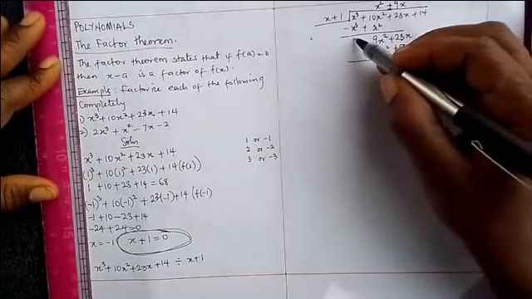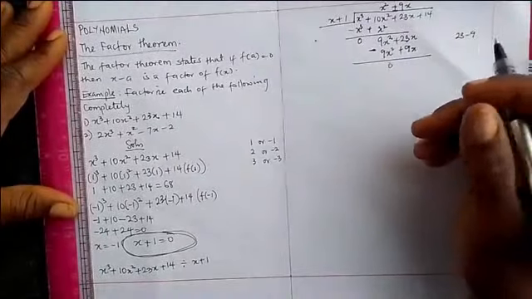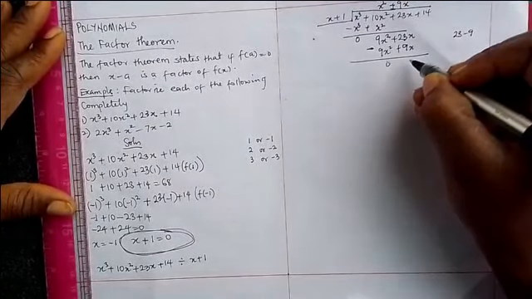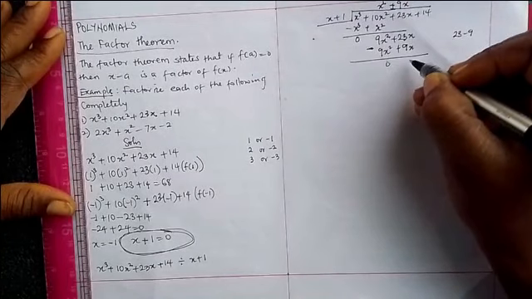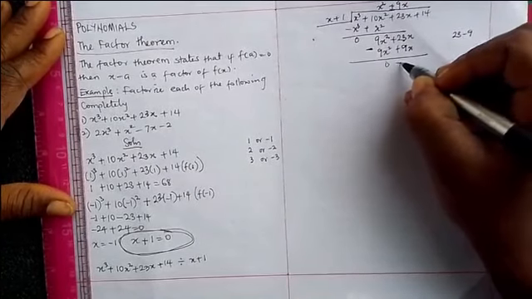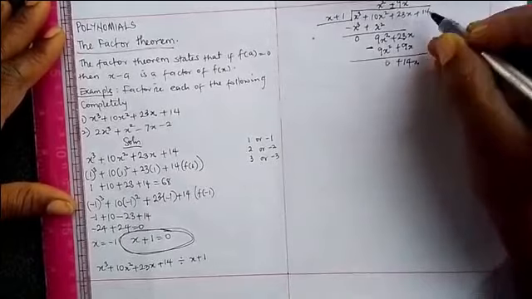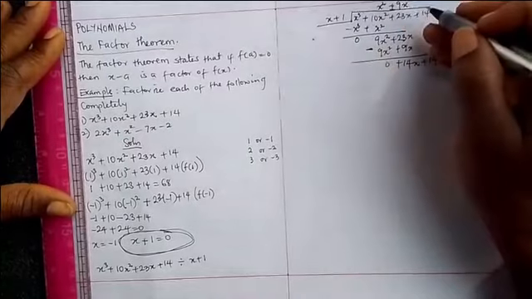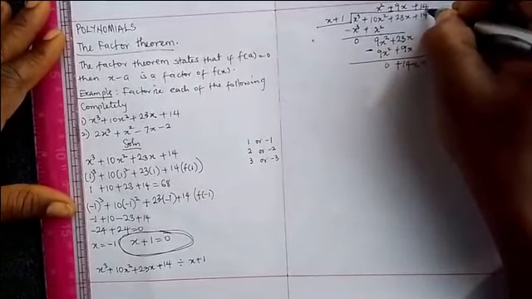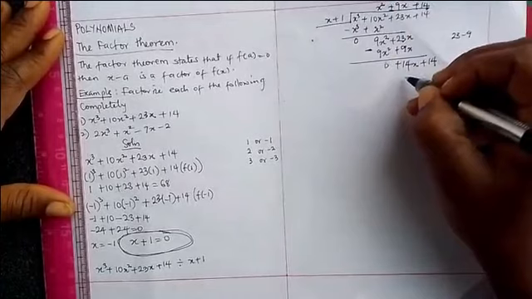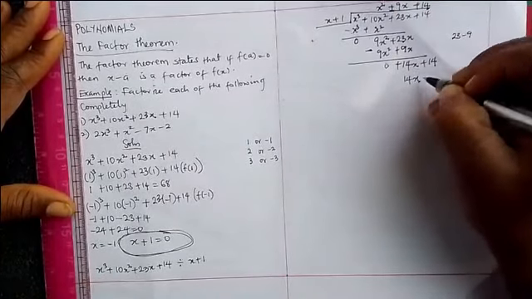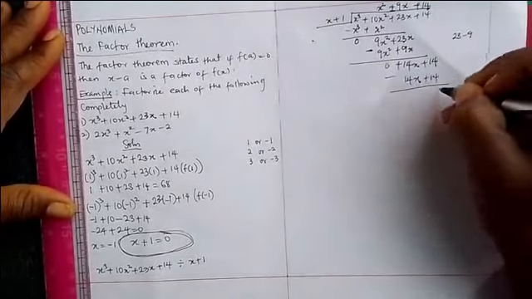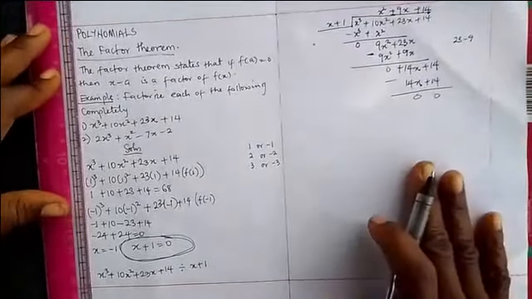This is 0. 23 minus 9, the answer gives us 14, that's plus 14x, then you bring down 14. 14x divided by x, that's plus 14. Multiply it again, you have 14x. 14 times 1, that's plus 14. Subtract it, 0, 0. Now we have got our factors.